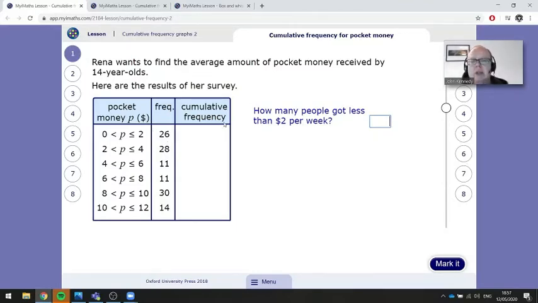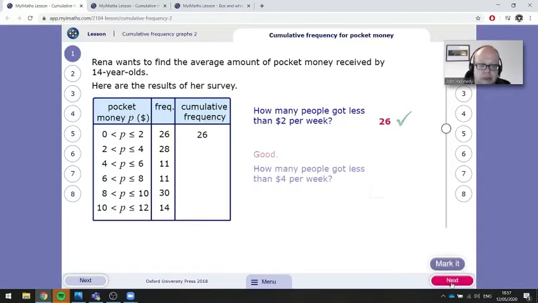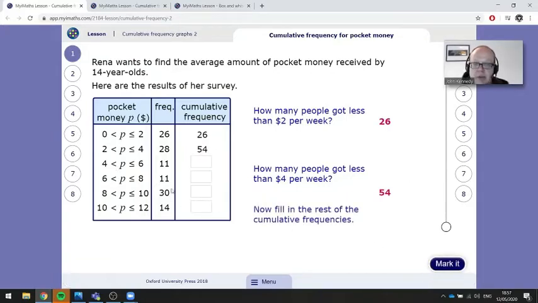That's quite straightforward. The cumulative frequency gathers together all of the frequency as we go down the table. So the first number we're looking for is how many people got less than $2. Well, that's all 26 of those people. But the next cumulative frequency gathers together everybody from 0 to 4. So it includes the 26 people and the following 28. So 26 plus 28 is going to be 54 people. And then we gather together everybody in the next category between 0 and 6. So that would be the 26 plus the 28 plus the 11, which is going to give us 65 people in total.